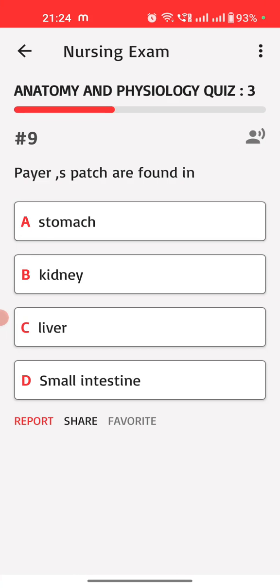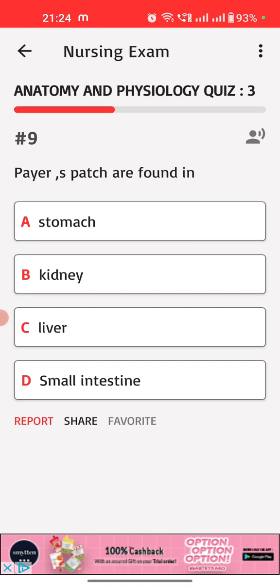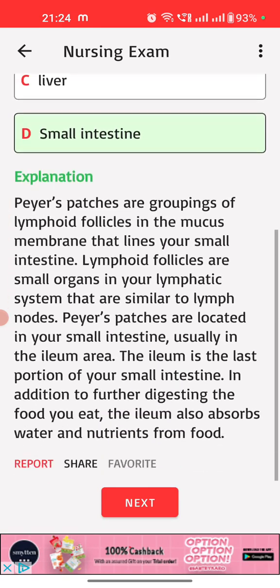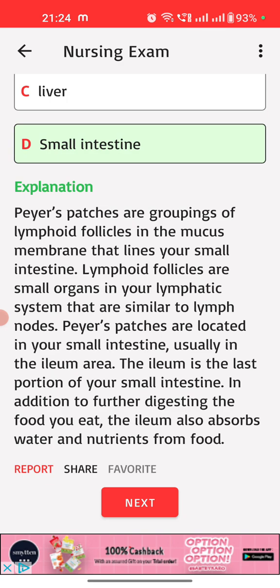Peyer's patches are found in A. Stomach. B. Kidney. C. Liver. D. Small intestine. Correct answer. Peyer's patches are groupings of lymphoid follicles in the mucous membrane that lines your small intestine. Lymphoid follicles are small organs in your lymphatic system that are similar to lymph nodes. Peyer's patches are located in your small intestine, usually in the ileum area. The ileum is the last portion of your small intestine. In addition to further digesting the food you eat, the ileum also absorbs water and nutrients from food.